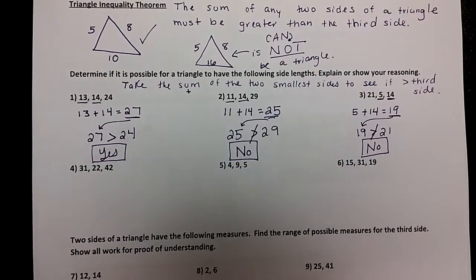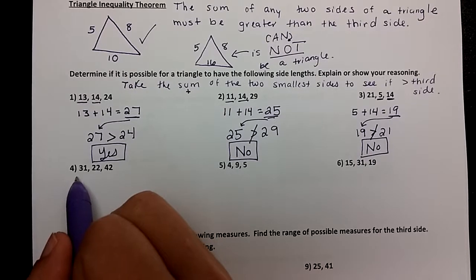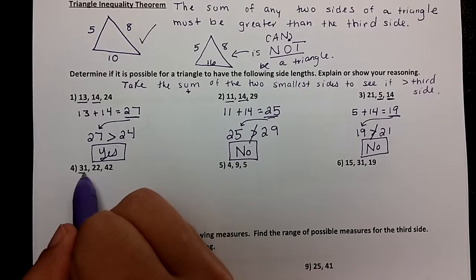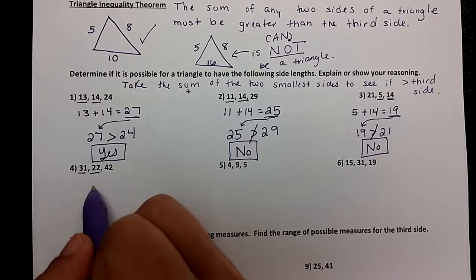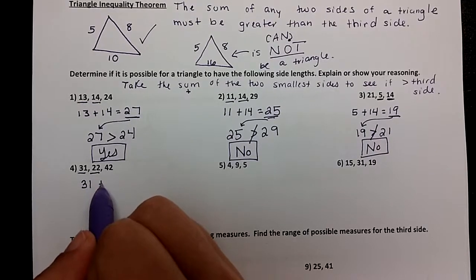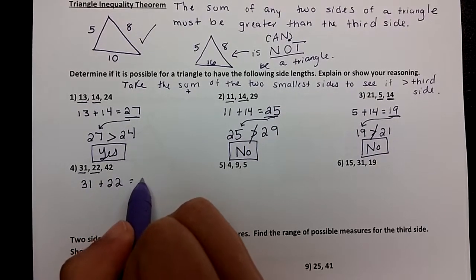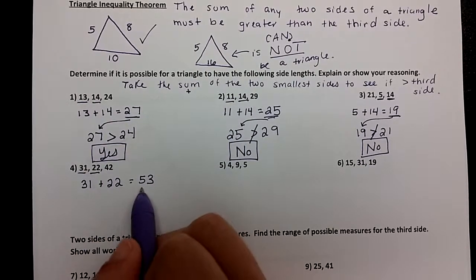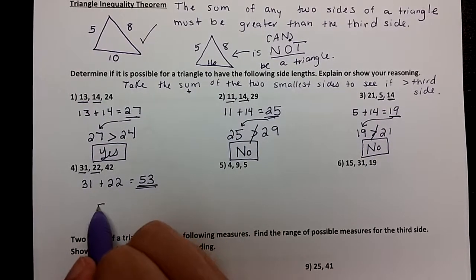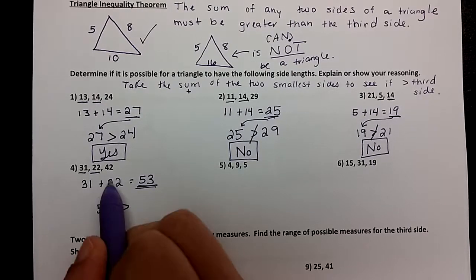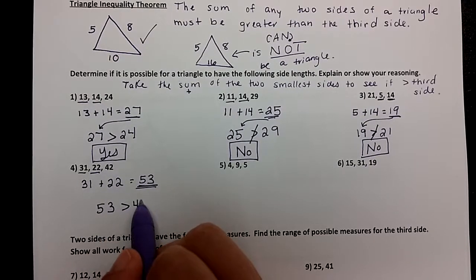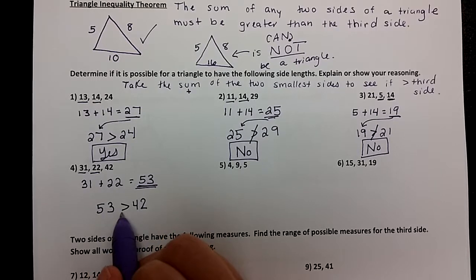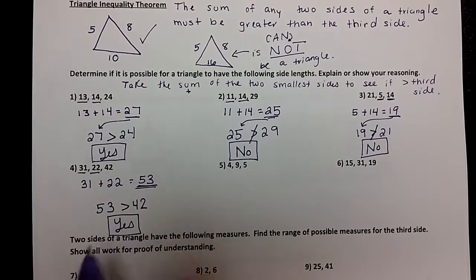Let's do a couple more. So for number 4, the two smaller sides are 31 and 22. So I will take the sum. 31 plus 22 is 53. So we're checking, is this sum, 53, greater than the third side, which is 42? 53 is greater than 42. It's a true statement. So yes, it is possible to have a triangle with those side lengths.